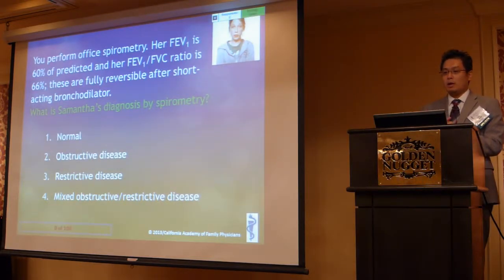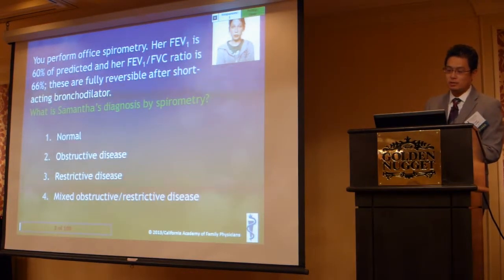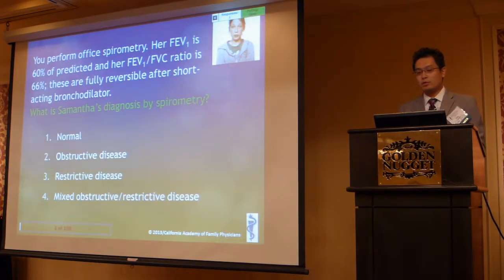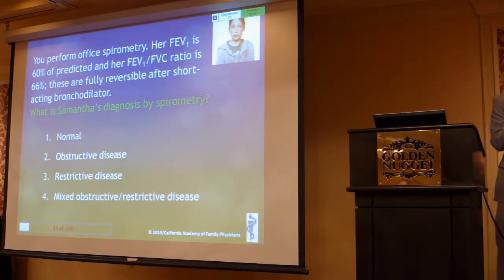Okay, so let's do our first question. You perform office spirometry on her. Her FEV1 is 60% predicted, and her FEV1/FVC ratio is 66%. These are fully reversible after short-acting bronchodilator. So what is Samantha's diagnosis by spirometry? Go ahead and click your numbers there. I see a couple of people's responses are coming in.